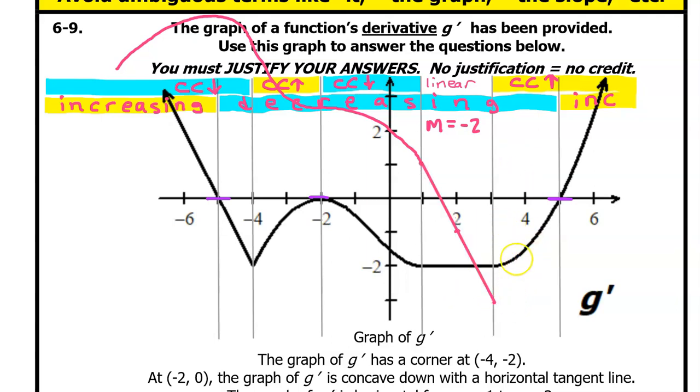And in the next interval, it is still decreasing, but concave up. And also, it should end at a horizontal tangent line. So here I go, decreasing, but concave up, and ending at a horizontal tangent line. In the last interval, g should be increasing and concave up. So here you go. This is a pretty good sketch of a possible function g.